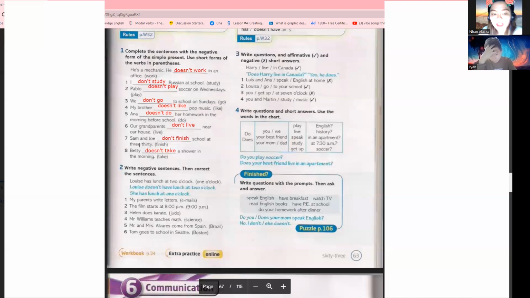How about number 2 in this one? Write negative sentences, then correct the sentences. This is my example: Louis doesn't have lunch at 2 o'clock. She has lunch at 1 o'clock. So you're going to make the negative and then correct the statement. Let's give it a try. Number 1: My parents write letters.